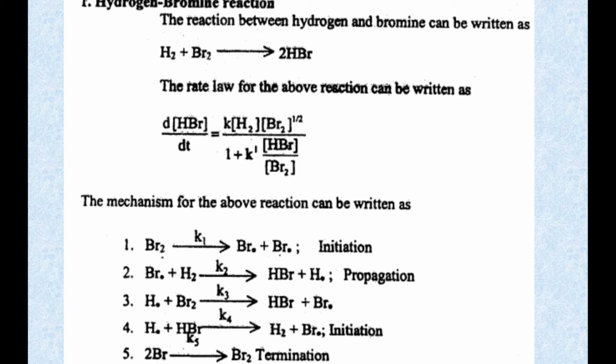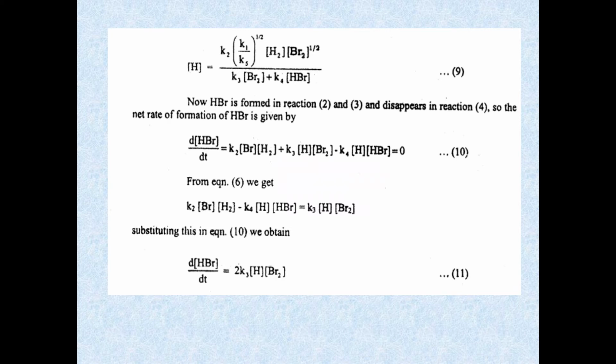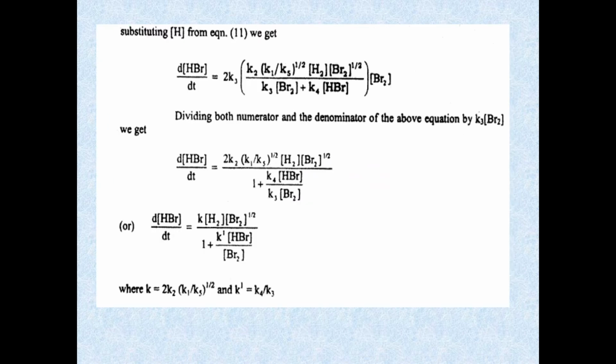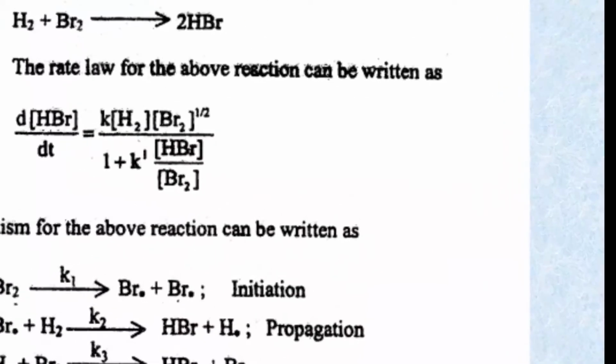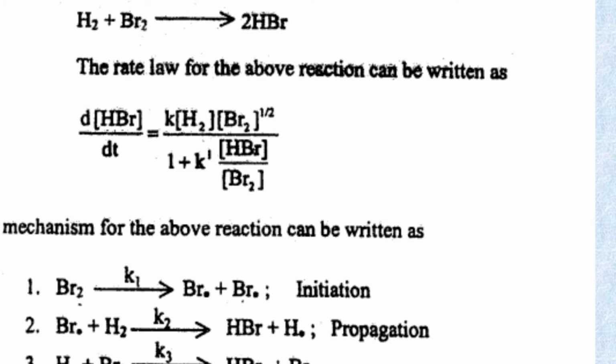And at the end of this video, we will be deriving this equation that was given at the starting. That is, d[HBr]/dt, the rate of formation of HBr, is equal to k[H2][Br2]^(1/2) divided by 1 plus k' [HBr]/[Br2].